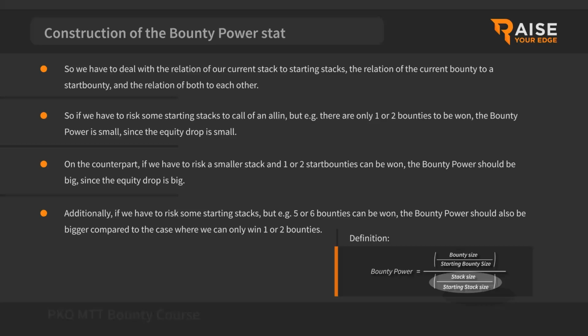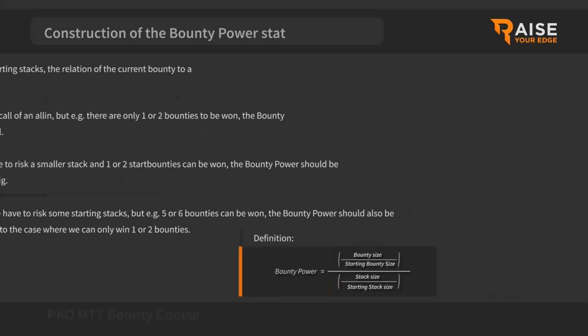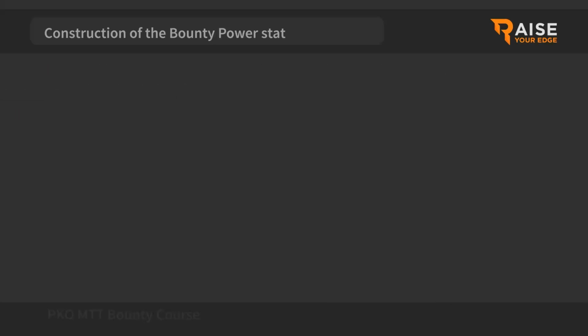So we are looking at the actual stack size on the table. We divide this by the starting stack and we get also a relation. And we divide those 2 relations by each other. Let's continue the construction with some examples.